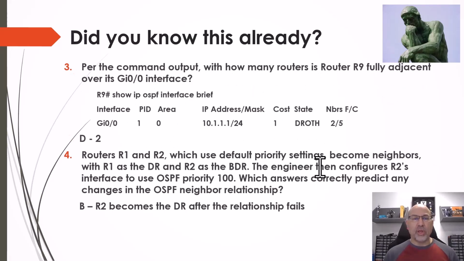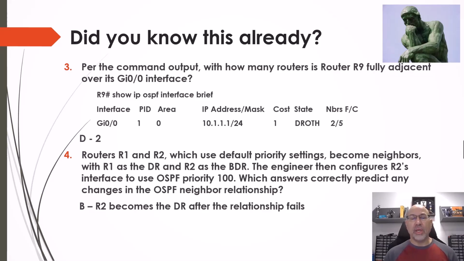Question number 3, per the command output, with how many routers is router 9 fully adjacent? Well, the key is right over here. So that we've got several neighbors that are out there, but only 2 are going to be full. So the answer was D, 2.